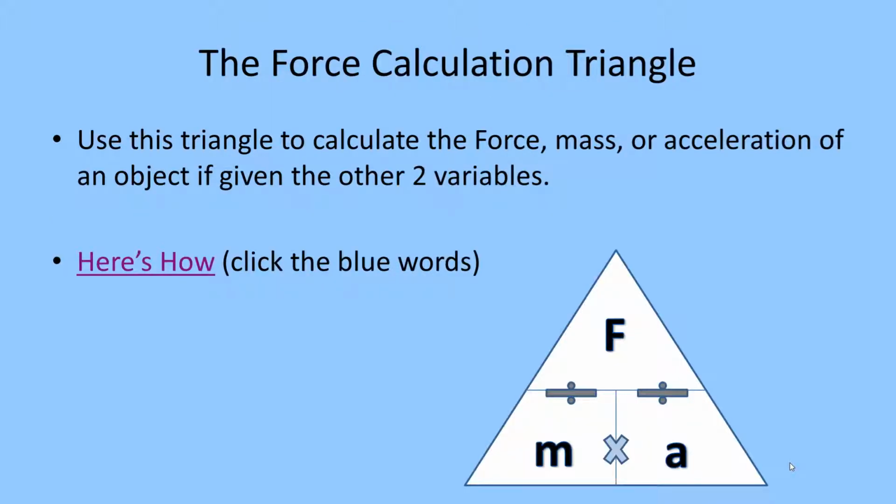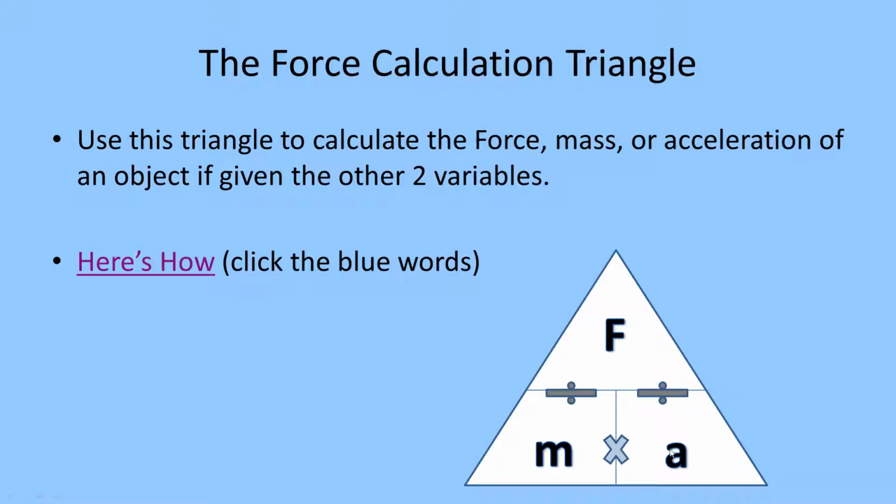So when we're using Newton's second law, we calculate force with something we call a force triangle. One of the things I'm going to ask you to do today is figure out how to calculate the force of an object using this triangle. The way this little triangle works is that if we're trying to find the force of something, we use our triangle, we basically cover up force, and then we multiply mass times acceleration.